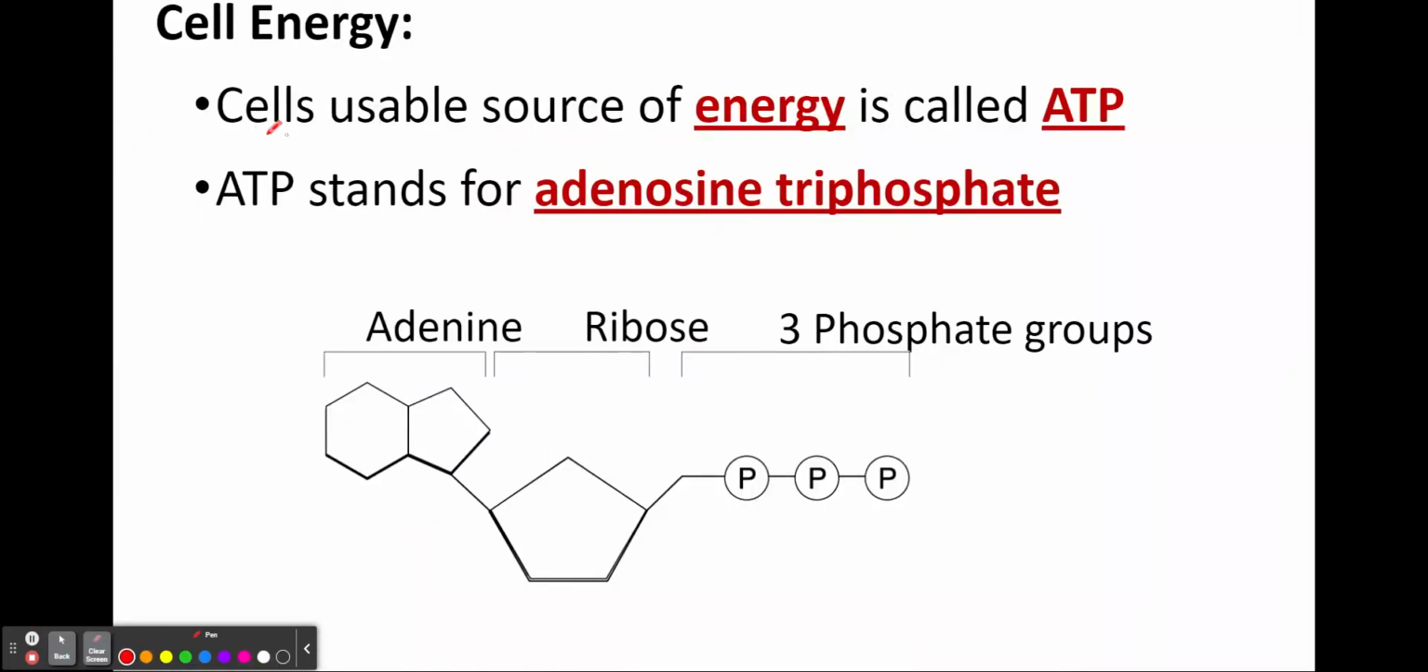All right. So the cell's usable source of energy is ATP, but what exactly is ATP? Well, ATP stands for adenosine triphosphate, which is because there are three phosphate groups. There's the ribose and there's the adenine. From this, you might notice that it is extremely similar to what a nucleic acid looks like, and that would be correct. ATP is actually a type of nucleic acid.